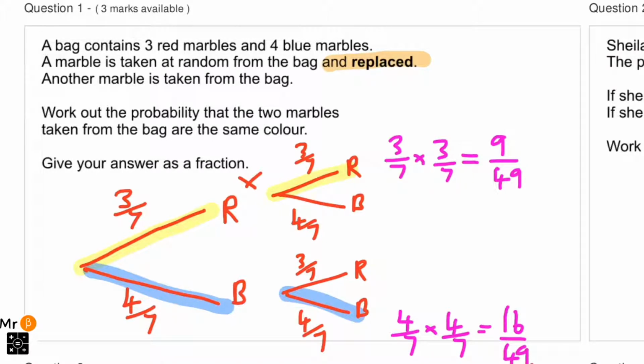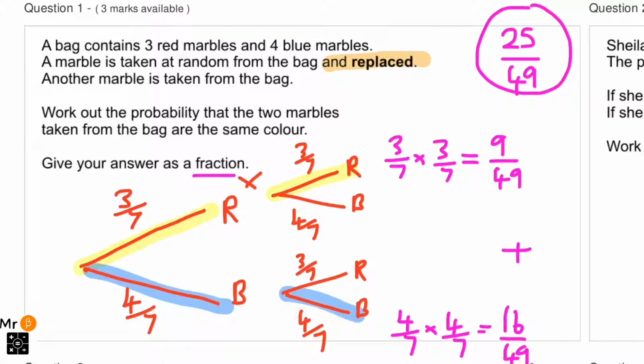16/49. You have 2 different ways of achieving the same goal, so therefore we need to add these together to get our final answer, and that is equal to 25/49. I want you to give your answer as a fraction, so leave it in this format.